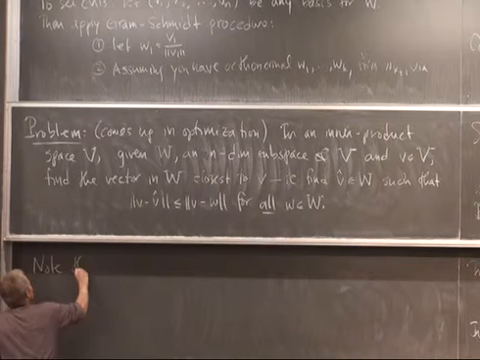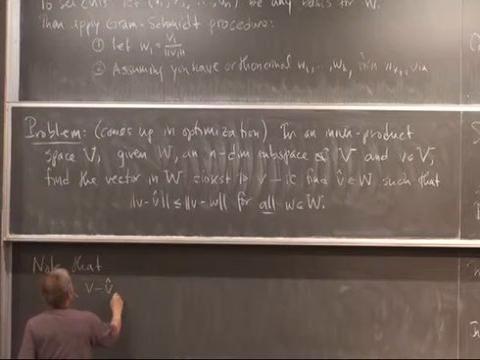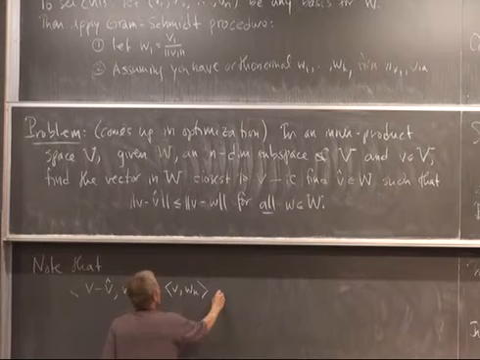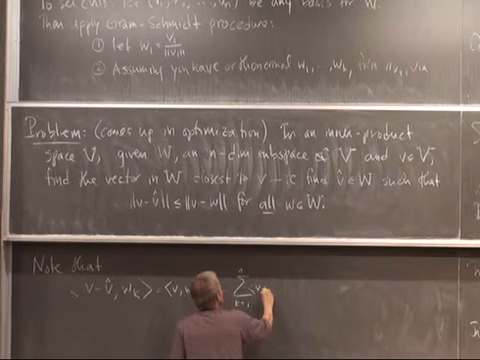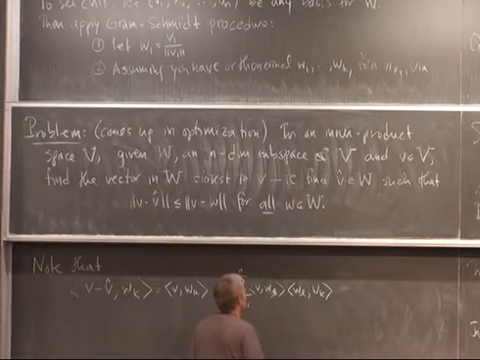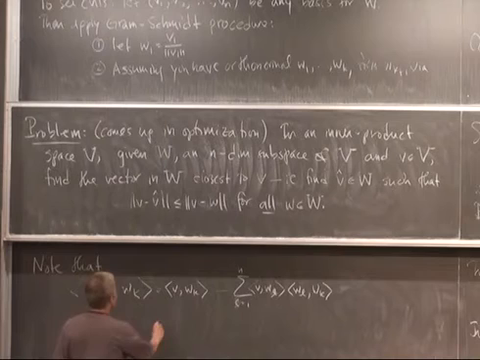Note that if I take V minus V hat, the difference between V and this optimal solution, and I take the inner product of that with any of the W_k's, what do I get? I get the inner product of V with W_k, minus the sum from l equals 1 to n of the inner product of V with W_l, times W_l with W_k, and all the terms in that sum, except for one, are zero by orthonormality, and that's the kth term.